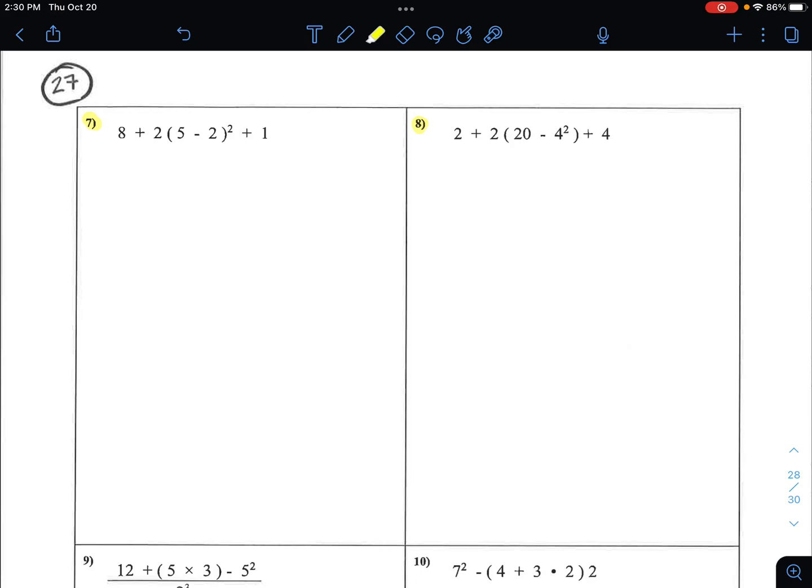All right, why did I choose these two? They seem easier. Well, this one has a parentheses with an exponent on the outside, and this one has a parentheses with an exponent on the inside. I want to show you the difference. They also have some other stuff.